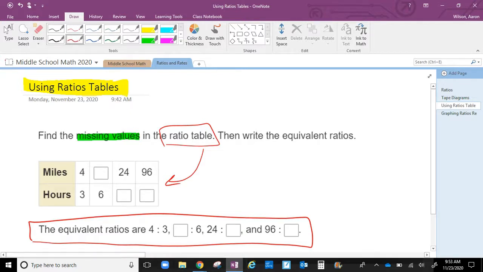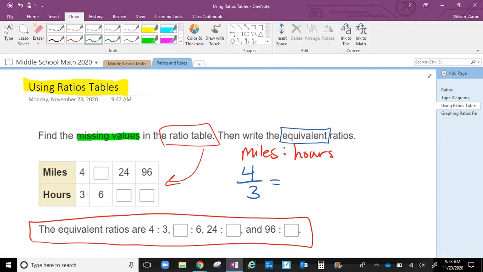So the first one I see is we're comparing miles to hours. So you could write it like this: miles to hours. But miles to hours is simply, then the very first one we're given is 4 to 3. And then it's supposed to be equal. How do I know it's supposed to be equal? Is because the word equivalent means basically the same value of fractions or ratios, only they're just different numbers. So then we have it's supposed to be equal to this box over here, otherwise known as an empty number. So I'm just going to leave that as, we'll call that x for the unknown value over 6.